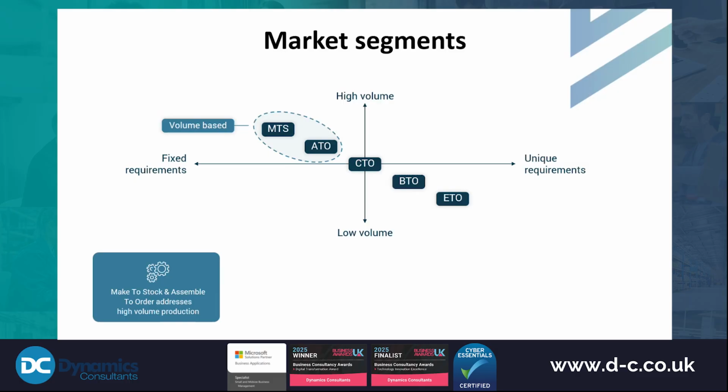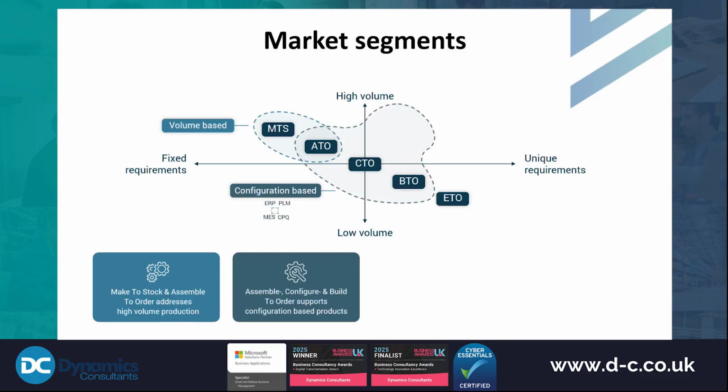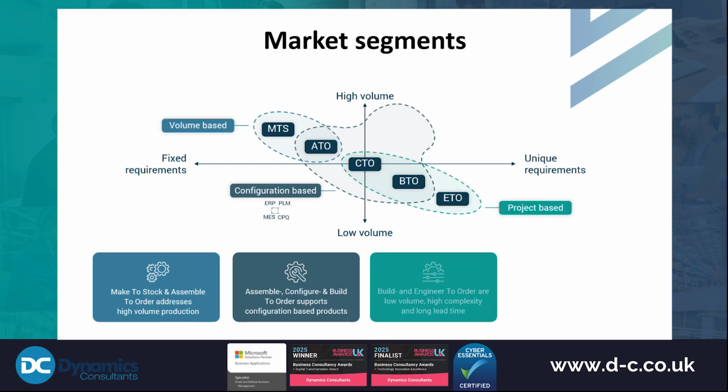If you go a little bit into less volume, more specific requirements, you get into things like assemble to order, configure to order, or even build to order, where configure to order allows customers to influence the attributes or the items used in a specific configuration. And a very specific one is engineer to order scenarios, where you maybe produce something only once for a specific customer or a very limited customer group.